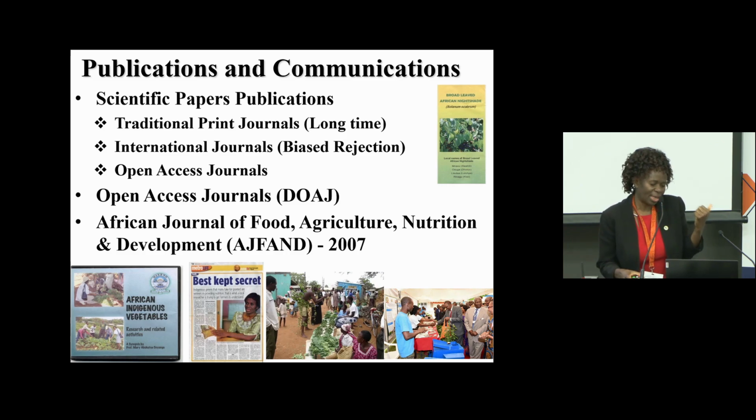Then I decided, okay, how do I now start exploiting open access? My first experience with open access publishing was with the African Journal of Food, Agriculture, Nutrition, and Development, an African journal, in 2007. I found it through the DOAJ, the Directory of Open Access Journals, because I wanted my work to be known, to be read, not to be hidden or to be biased. So that's where my journey started.